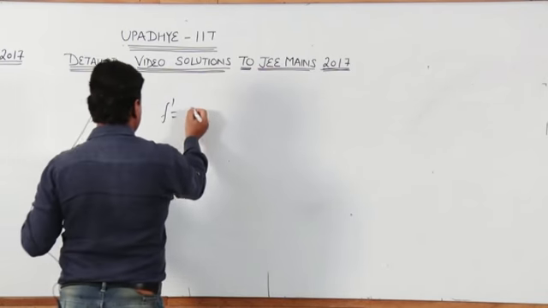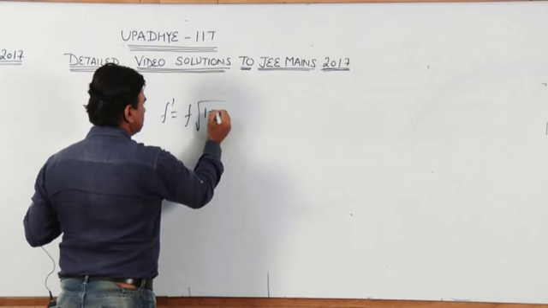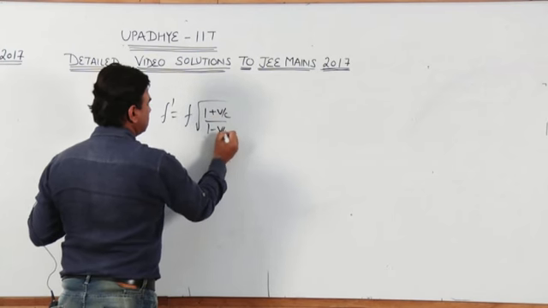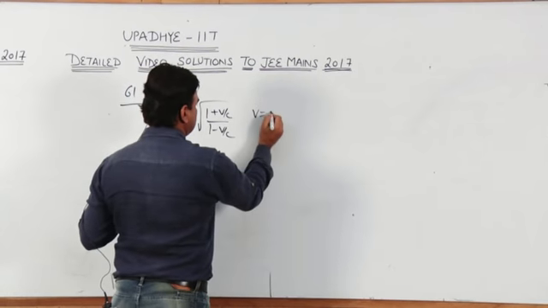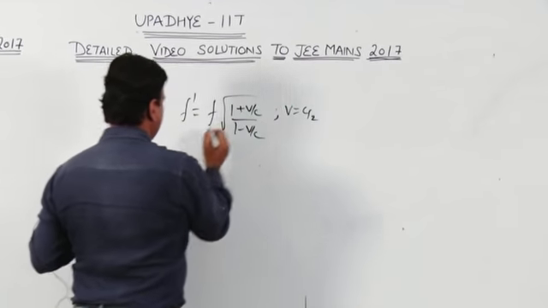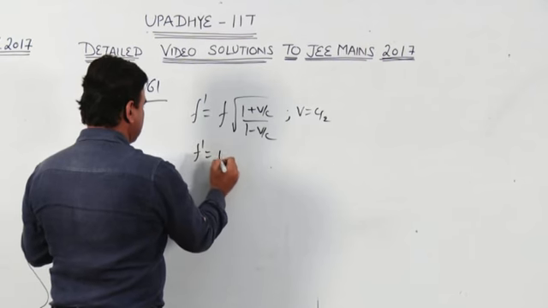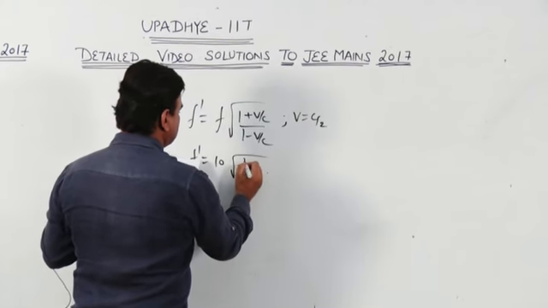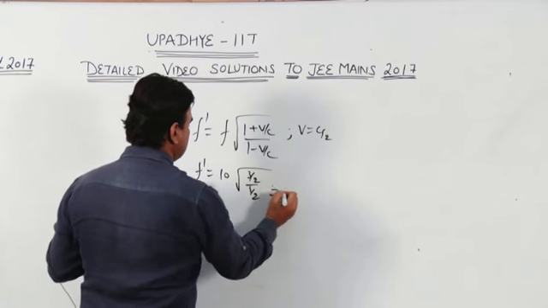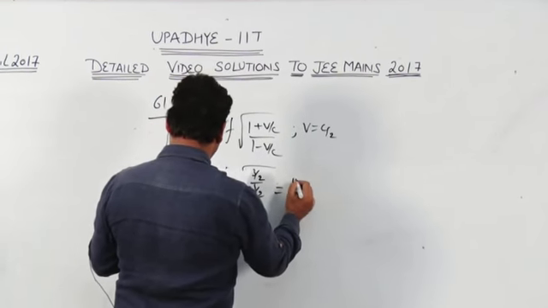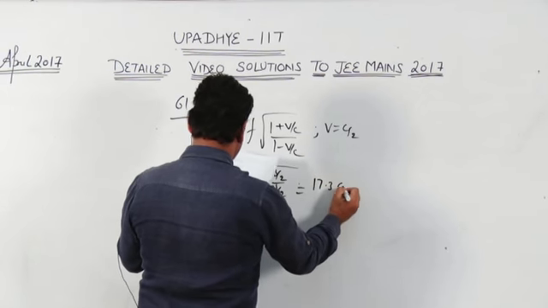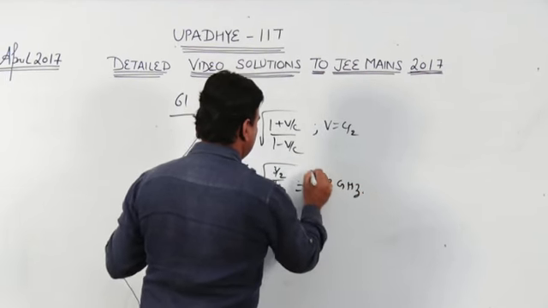So the formula we can make use of here is the square root of (1 plus V by C) upon (1 minus V by C), and since it is given V equals C by 2, if we put it here, then we can get F. It is given as 10, and so it will become 1 by 2, so we can get here 17.3 gigahertz this way.